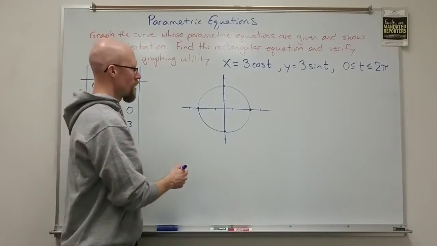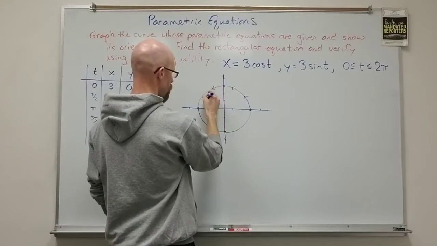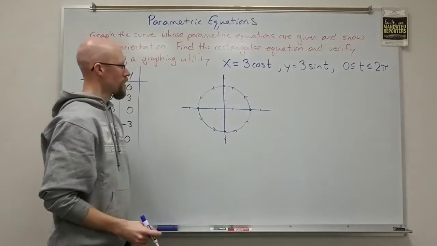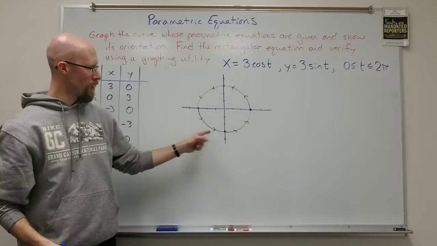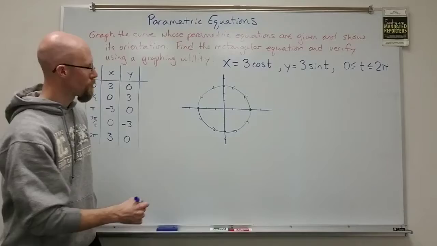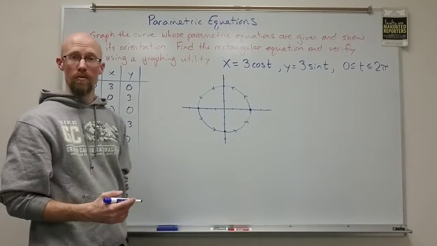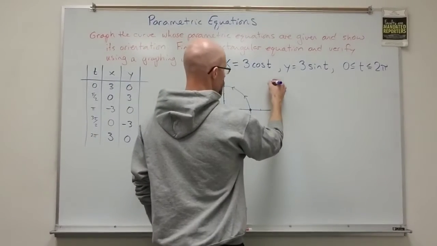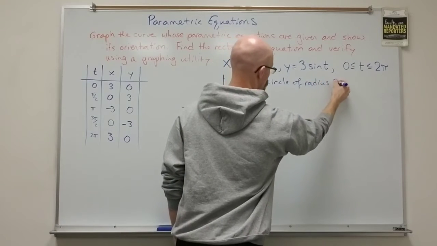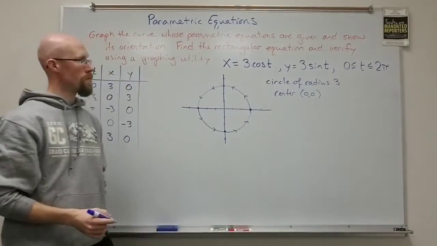All right, so basically the orientation is going counterclockwise around the circle. And so there's my orientation, started over on the right and wrapped itself around one full circumference. So that's pretty cool. Works out. The graph of this is a circle of radius 3 centered at the origin. So center at 0, 0.